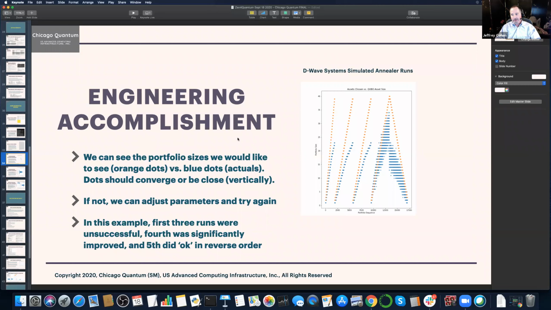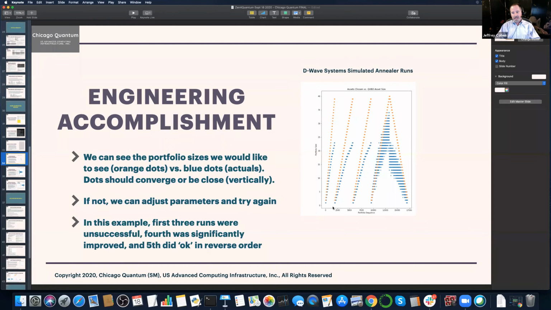Engineering accomplishment. So this is real. I ran this like 2 days ago. So this is a simulated annealer. It runs on your machine, not on D-Wave. So it's a simulator. And what happens is the orange dots are what we wanted it to give us. This was 2 stock portfolios all the way to 40. And the blue is what it actually gave. So this blue dot over here, excuse me, should have been way up here.